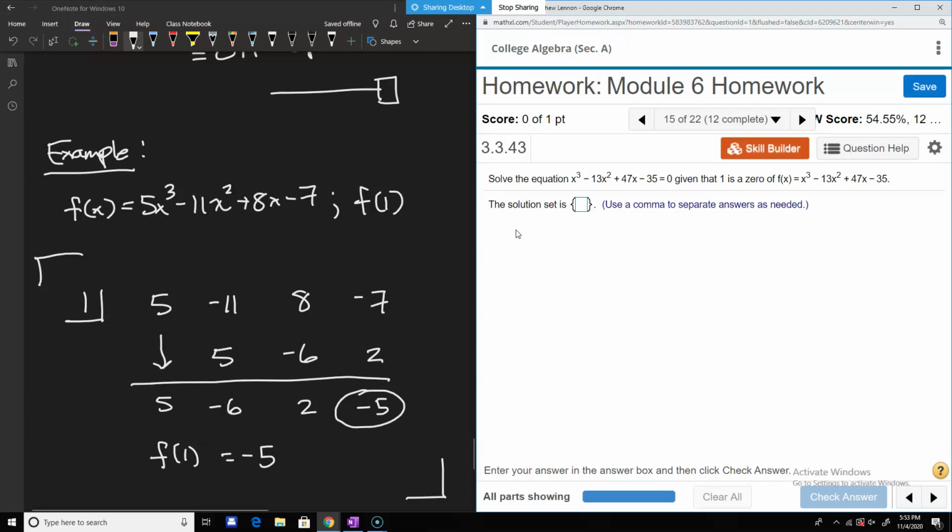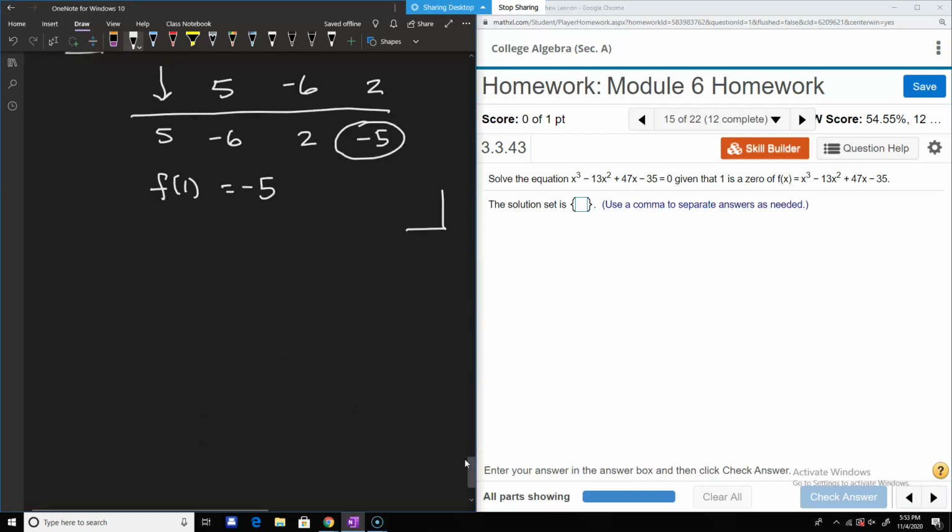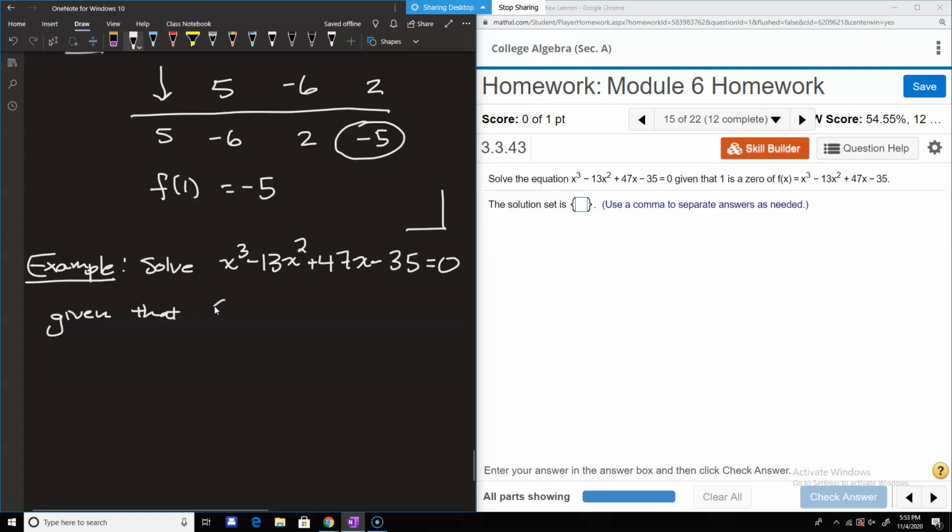Okay, and then we can also use this to factor. So in general, we can't solve cubic equations, but if we know one of the zeros, we can use synthetic division to rewrite that polynomial, right? So this says solve x cubed minus 13x squared plus 47x minus 35 equals 0, given that 1 is a 0.